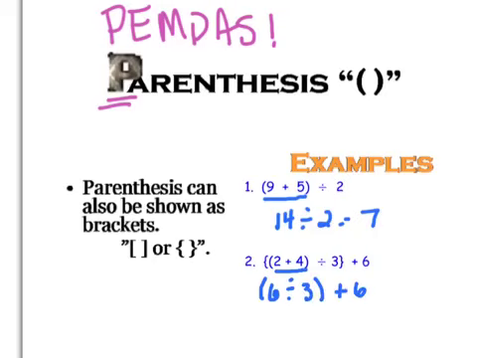Now we have to go back, we have to do what's right here. So we get 2 plus 6 equals what?